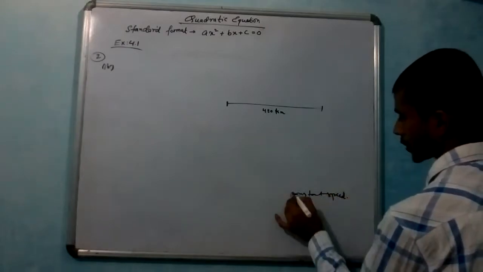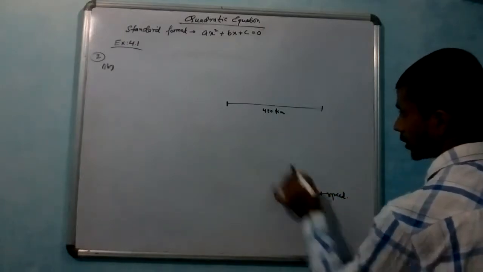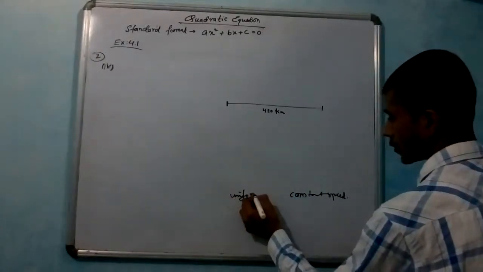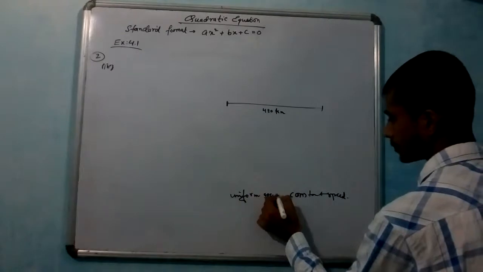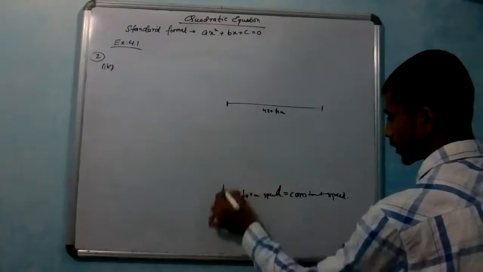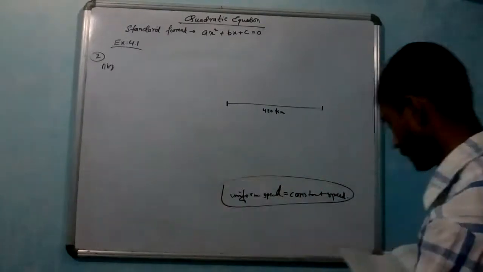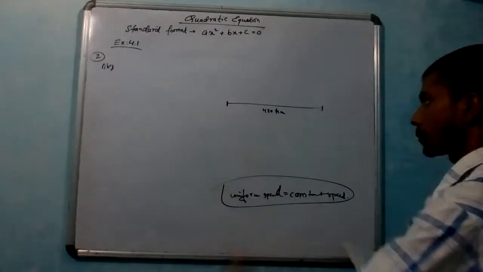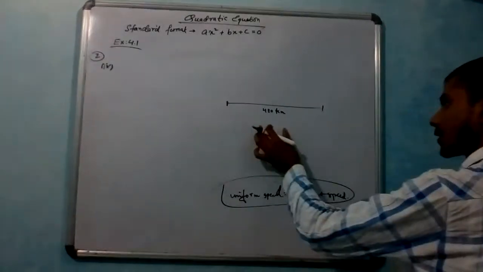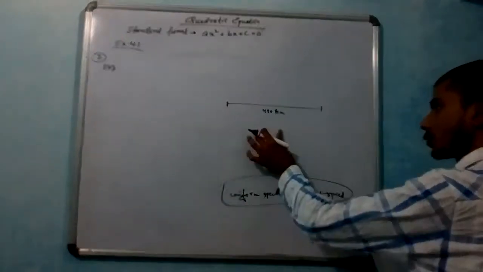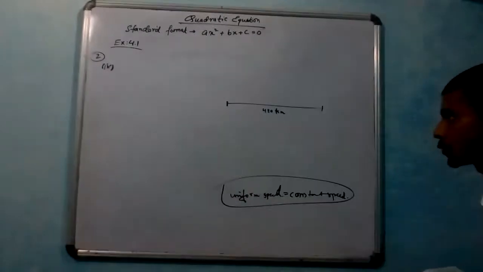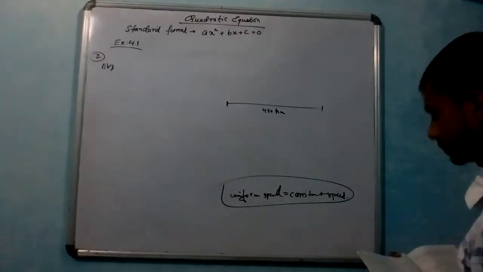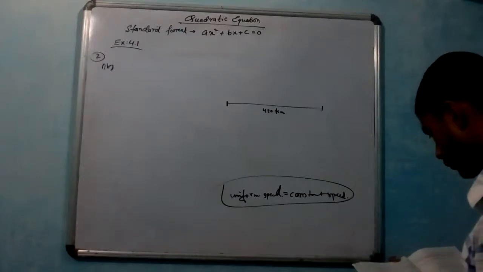Uniform speed, constant speed. In the whole journey it is going 60 km per hour, which means every hour it is covering the same distance, 60 km. The next hour also 60 km, the third hour also 60 km, the fourth hour also 60 km. So what is that speed? Not given. I am telling you just an example, that if it is covering 60 km per hour, suppose it is running.